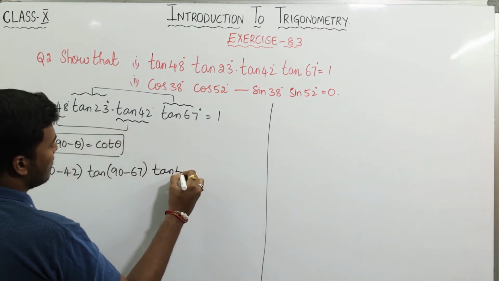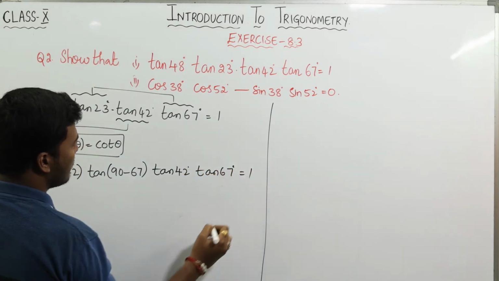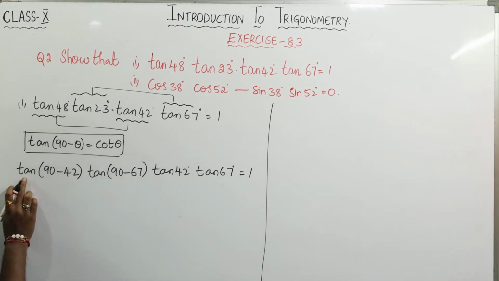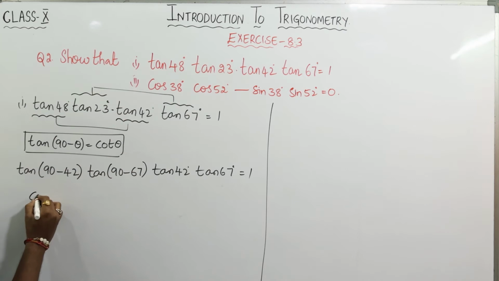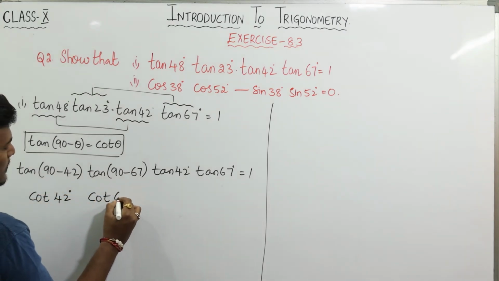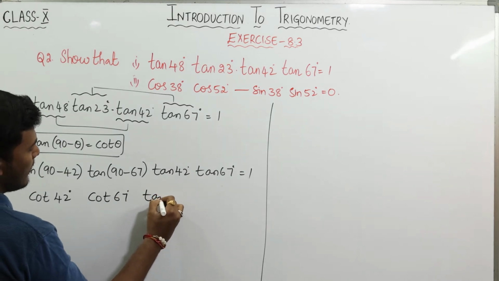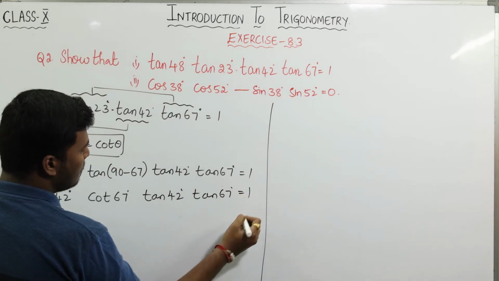And rest as it is. tan 42 and tan 67 is equal to 1. So now if you see here, tan(90 minus theta) is nothing but cot theta. So it will become cot 42 degrees, here also cot 67 degrees, and these two as it is, tan 42 degrees, tan 67 degrees is equal to 1.